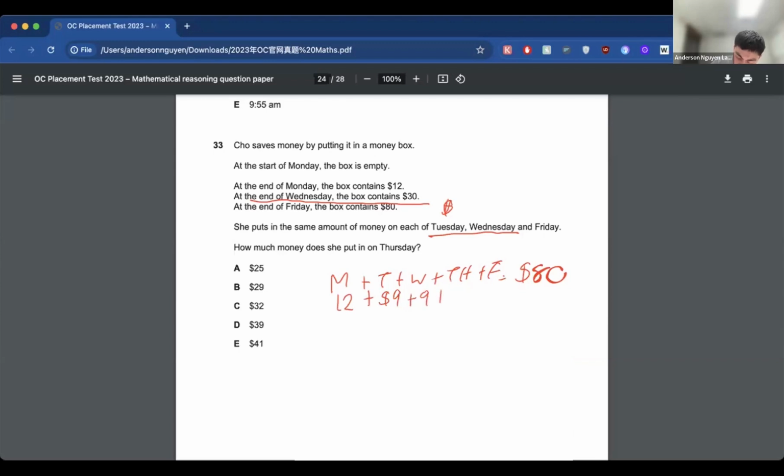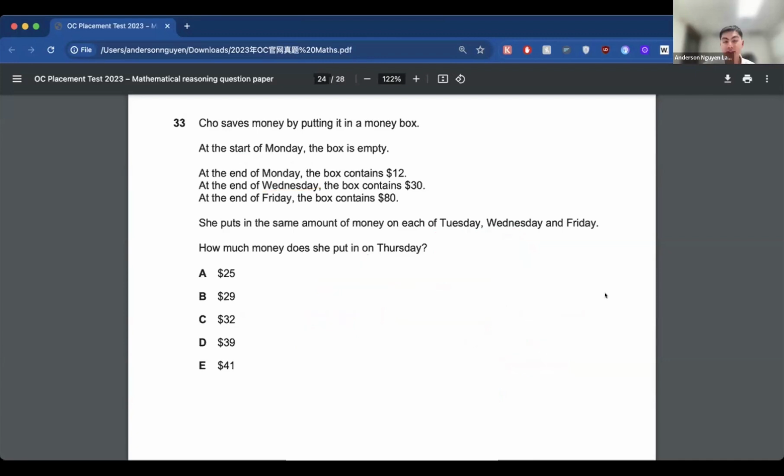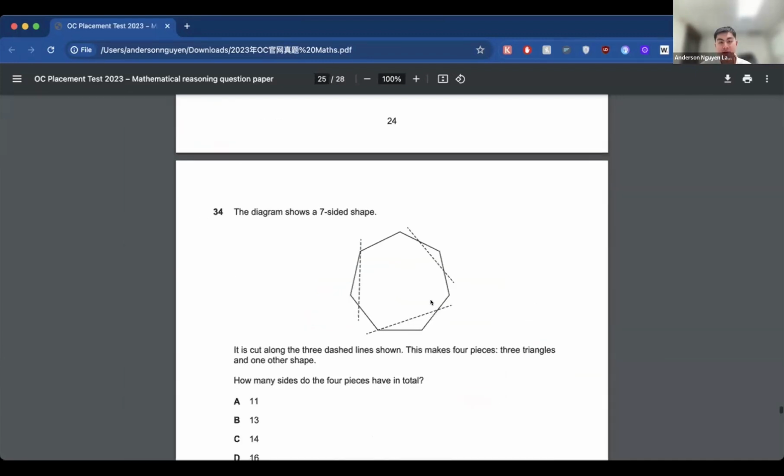Wednesday, you added 9. Thursday, we don't know, since that's what the question is asking us to find. And Friday, you added 9 to get 80, right? So how much do we add on the Thursday? So 12 plus 9 plus 9 plus 9 should get us $39. So something added to 39 gets you 80. And if we minus 80 by 39, so take away 39 from both sides, you're left with $41 that you added on the morning of Thursday. So that's E, okay? All right, so that's going to be it for 33.